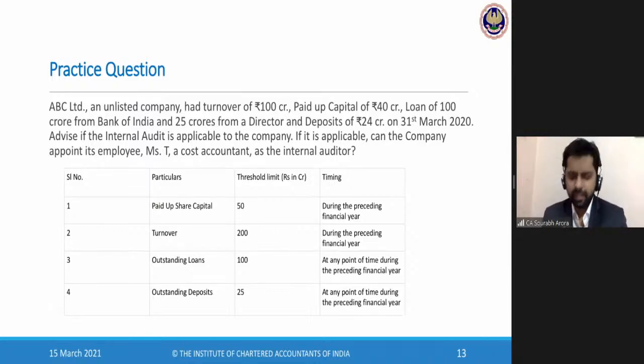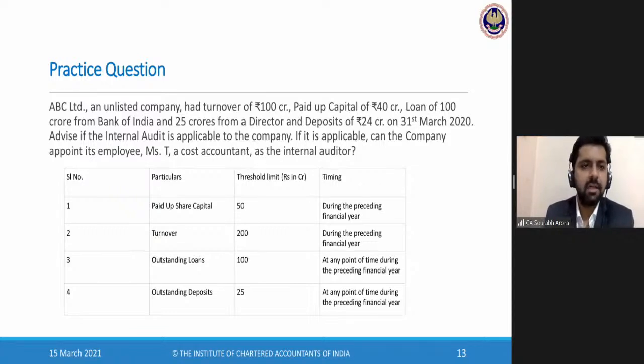So what we read over there, loan exceeding 100 crore rupees, and here the loan is exceeding 100 crore rupees, but it is from Bank of India and from a director, which is an individual. But what we had to consider was the loan from bank or public financial institutions. Since loan from director is not from public financial institutions, it will not be considered. Now we have a loan of 100 crore rupees. So should the loan of 100 crore rupees meet the criteria of internal audit applicability or not?